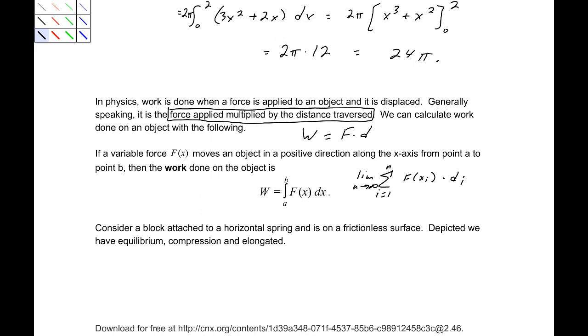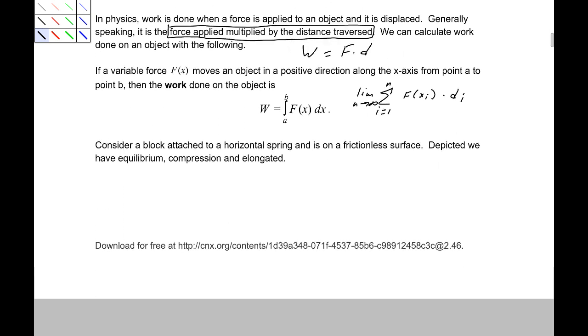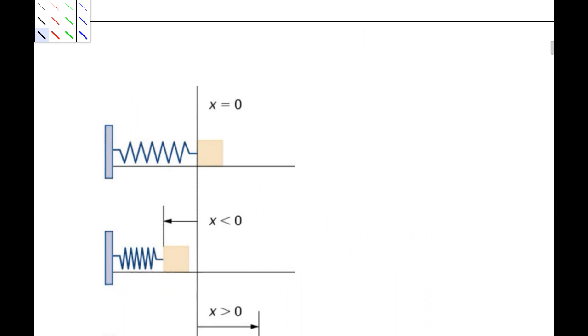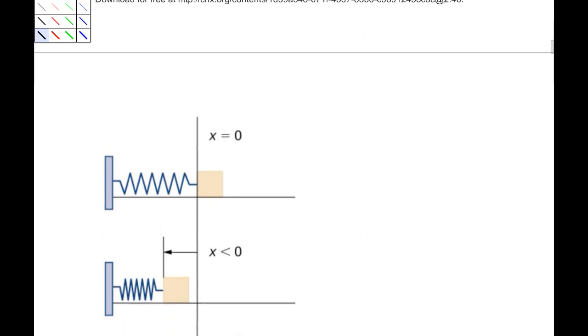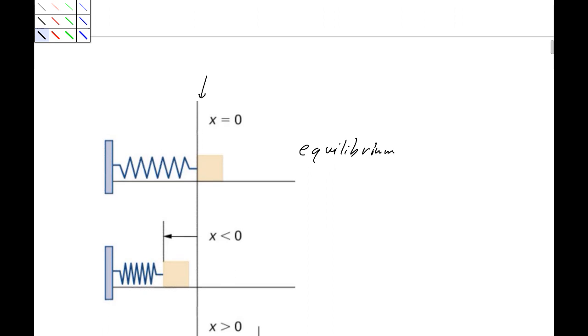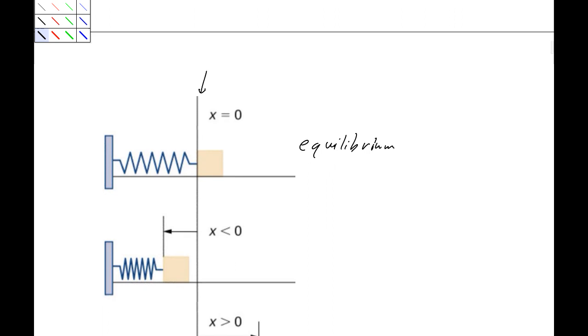All right, so let's look at an example of this. First we're going to consider a block attached to a spring. So here we are. It's on a frictionless surface. A box attached to a spring. This would be equilibrium right here, because that is where it's resting. Now, if we push that block in, to where x is less than 0, then that would be a compression.